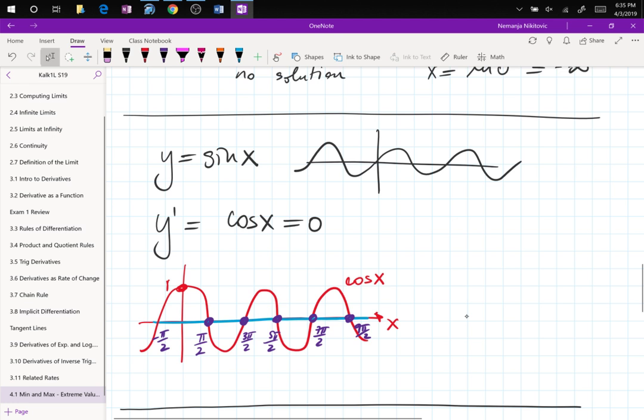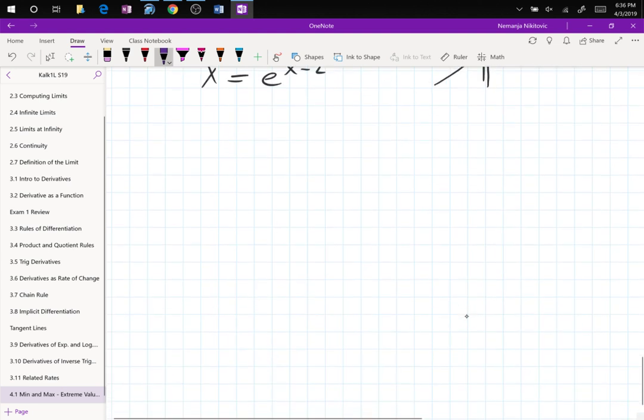So all of these are happening at x equals pi over 2, and then I need to add a pi to it, so plus n pi, for n, which is an integer, equal to plus minus 0, 1, 2, 3, 4, forever.